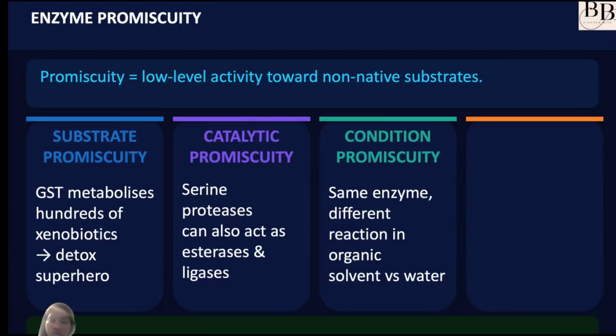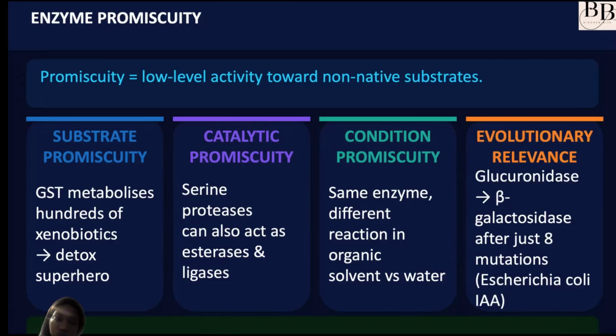Substrate promiscuity is when it's able to pick on different things, like the way GST is able to metabolize hundreds of xenobiotics. And we have catalytic promiscuity when we have serine proteases being able to act on esterases and also act on ligases. The next one is condition promiscuity, when we have the same enzyme, different reaction when in water versus when it is in another organic solvent. The last one is evolutionary relevance, where you have glucuronidase becoming beta-galactosidase as a result of its mutation, like 8 mutations or so, catalyzing different reactions.